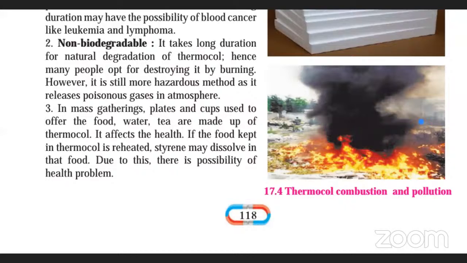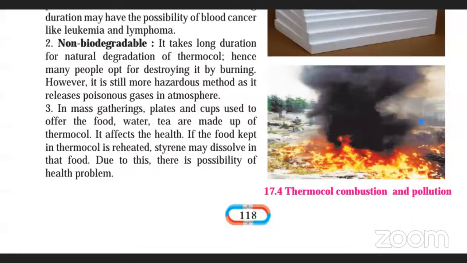Now if you see point number 3, in mass gathering, what does it mean? जहाँ पे बहुत सारे लोग जमा होते हैं, like a wedding function or any ceremony. So normally we use use-and-throw plates and cups made up of plastics and thermocol, है ना, उसमें चाय दी जाती है, पानी दिया जाता है. So those cups and plates are made up of thermocol.